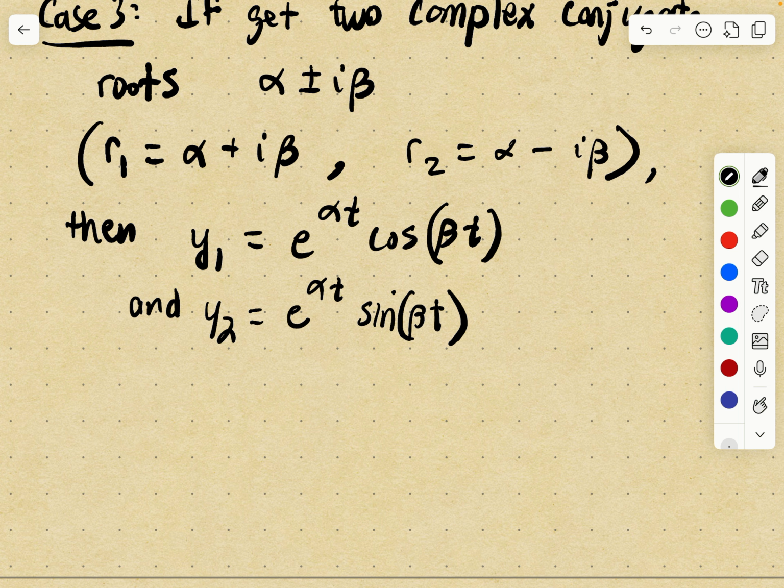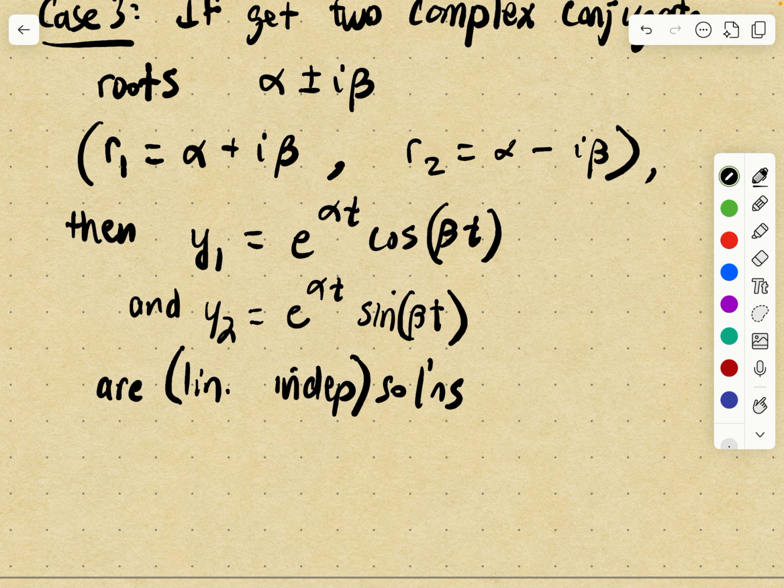Typically you don't actually have the parentheses. These y1 and y2 are linearly independent solutions. And again, it is important that they're linearly independent, but you can kind of see that they're going to be linearly independent. So it's not really part of the theorem.